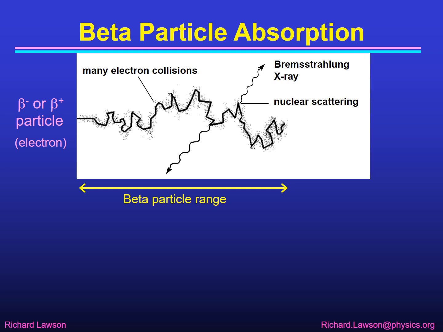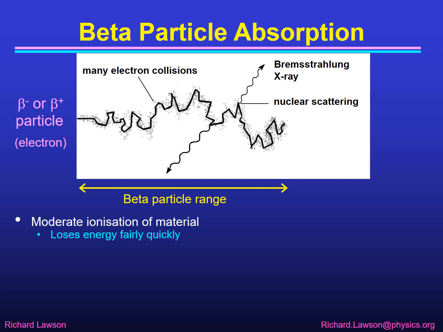If it does happen to come close to the nucleus of an atom, it can be bent through a very large angle with a nuclear scattering, and in doing so, the acceleration that it produces sheds an X-ray called a Bremsstrahlung X-ray. That's the sort of X-ray that we get from X-ray tubes when an electron beam hits a target of metal. But because it's losing energy by ionization all the time, the beta particle will eventually come to a stop after a definite range.